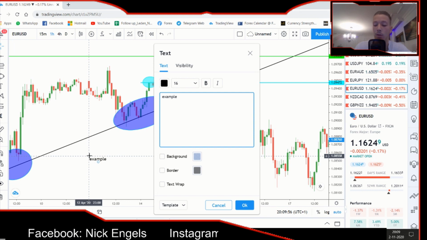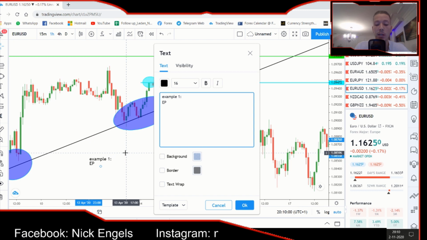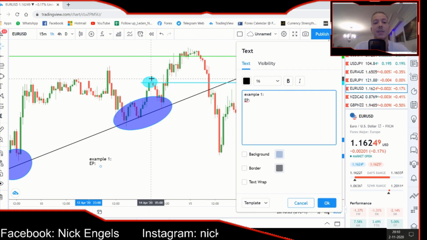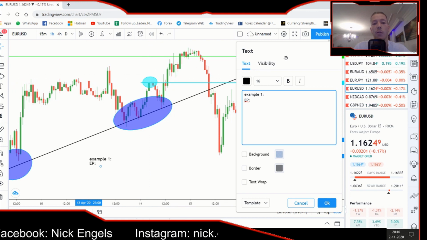Example 1. In our first example, we have an entry point. An entry point is the place we take an entry inside the market. This is the blue circle and the horizontal ray over here.